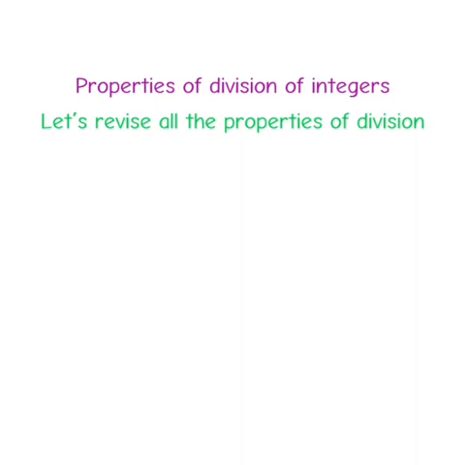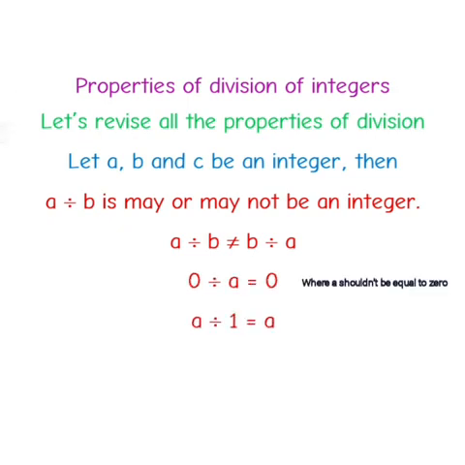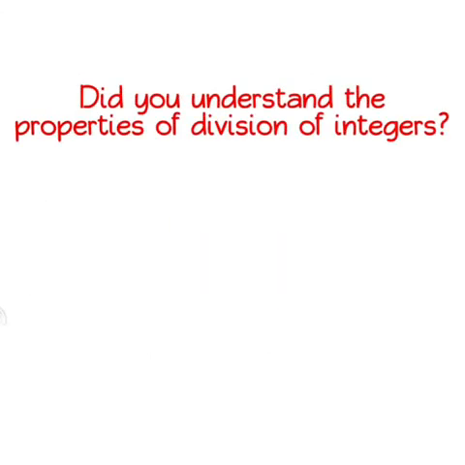Properties of division of integers. Let's revise all the properties of division once again. Let a, b and c be integers, then a divided by b may or may not be an integer. a divided by b is not equal to b divided by a. 0 divided by a equal to 0, where a should not be equal to 0. a divided by 1 equal to a. (a divided by b) divided by c is not equal to a divided by (b divided by c). Did you understand the properties of division of integers?